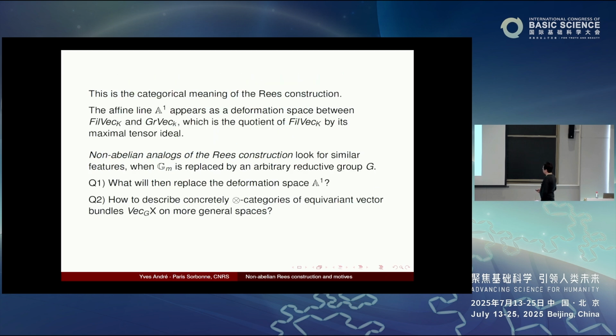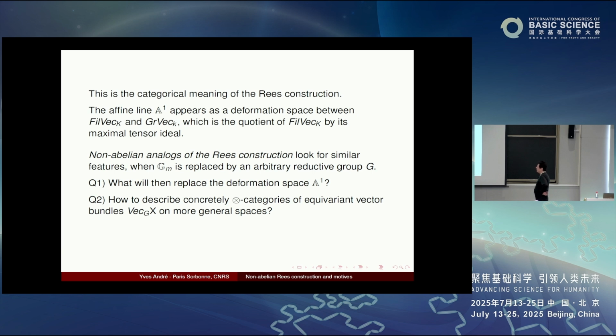So that's the categorical meaning of the classical Rees construction. Here, the affine line appears as a deformation space between our two categories, the category of filtered vector spaces and the category of graded vector spaces, the latter being exactly the quotient of this tensor category of filtered vector spaces by its maximal tensor ideal.